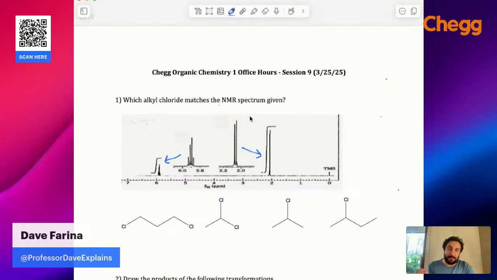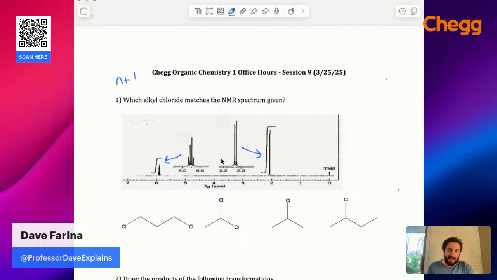And then finally, the splitting pattern has to do with neighboring protons. However many protons are on carbons next to the protons in question, you add those up and plus one. It's the n+1 rule. So if you have a doublet, that means those protons are adjacent to one proton, because 1 + 1 is 2. If you have a quartet, it means those protons are adjacent to 3 protons, because 3 + 1 is 4. So those are the 3 things that we need to examine the most simple NMR spectra.